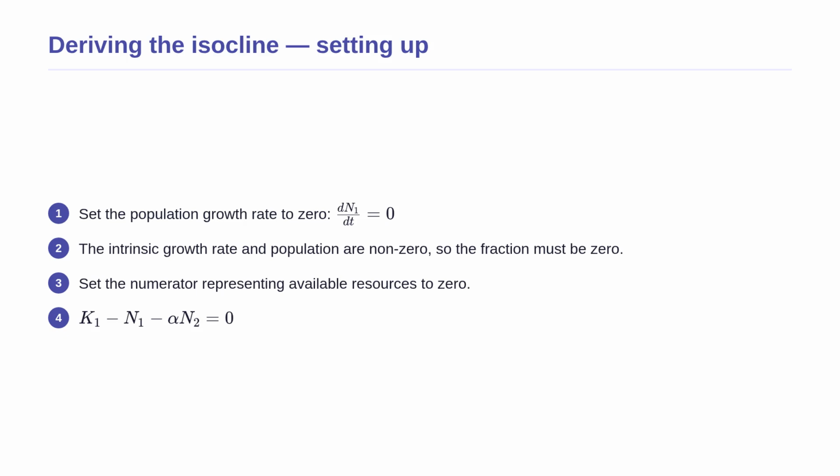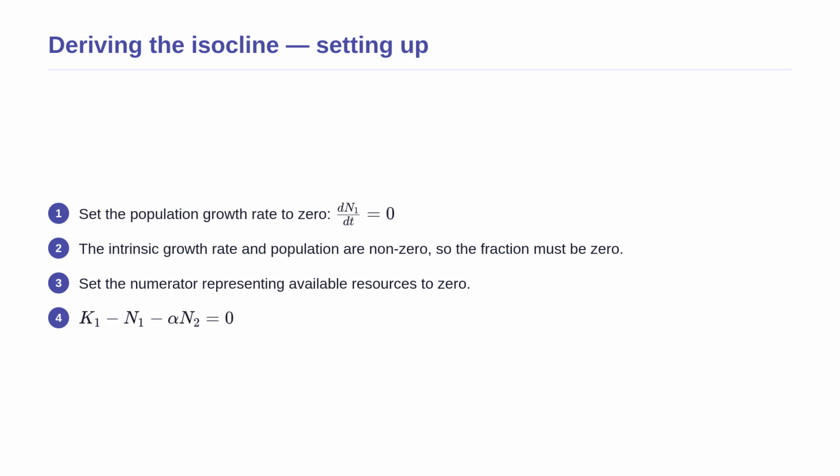So we know the concept of the zero growth isocline, but let us prove how we find it mathematically. We start by setting the entire population growth rate equation for species 1 to 0. Since the intrinsic growth rate and the current population size are not zero, the fraction representing available resources must be the part that equals 0.